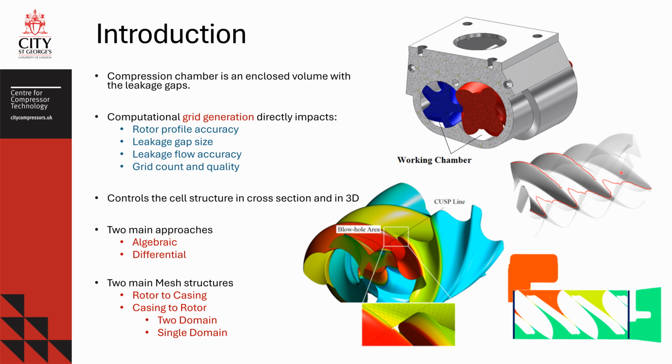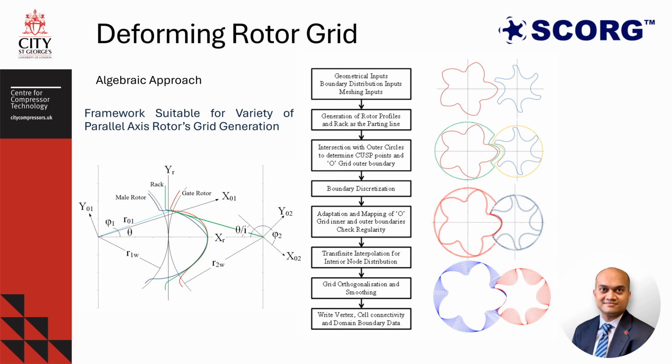In addition to these regions, there is also high pressure axial leakage through the faces and low pressure axial leakage. The grid generator SCORG uses initially an algebraic approach and then improves the mesh quality by applying a differential smoothing. The main steps involved in this process consist of getting the boundary in terms of the profile.